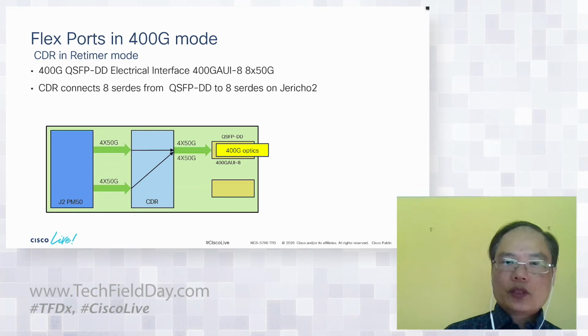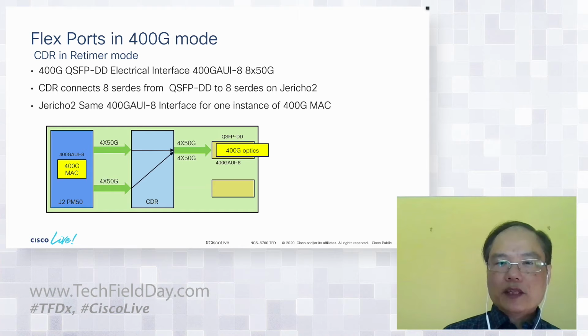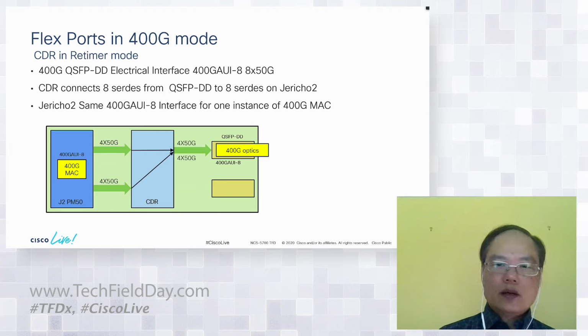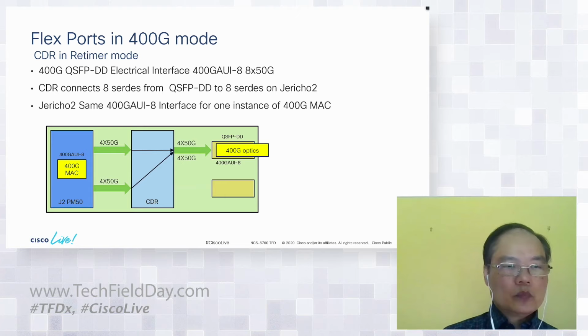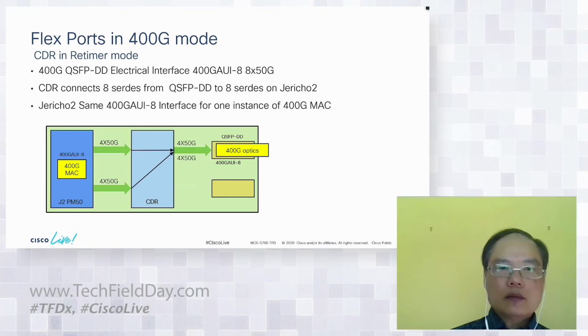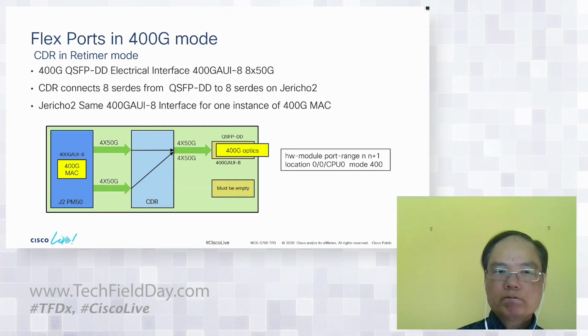On Jericho II, we use the same 8 by 50 gig with 400 gig AUI-8 interface, and it will utilize one instance of 400 gig MAC. So in this case, one PM50 macro supports one 400 gig optics. This is the basic use case. The CLI for this mode is shown here. And the other port must be empty because you already use up the 400 gig bandwidth.